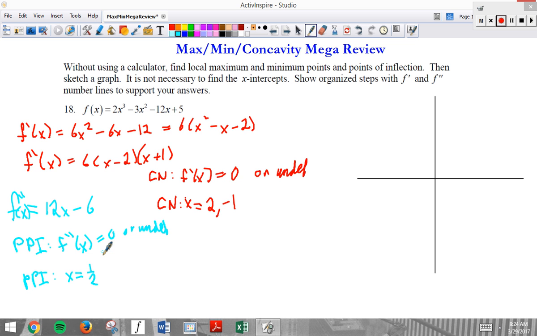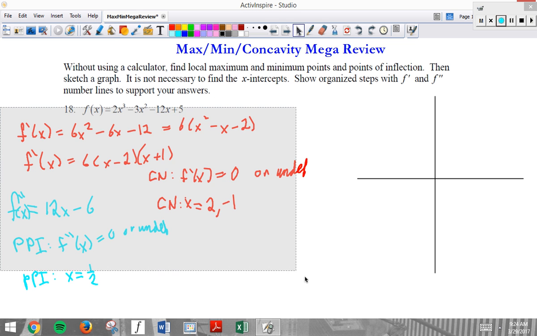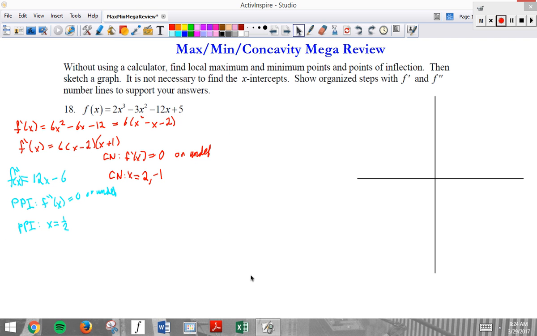Now, what I will do next is to make an f prime number line and an f double prime number line. I want to point out at this point that even though we're using the second derivative, this is not the second derivative test. That will be part of this video, but this is not the second derivative test. This is just a second derivative number line, which is technically using the first derivative test on the first derivative. But you don't need to know that. You just need to know, don't call this the second derivative test.